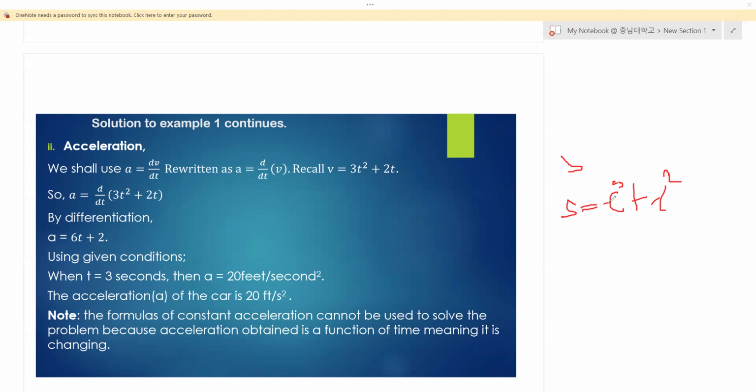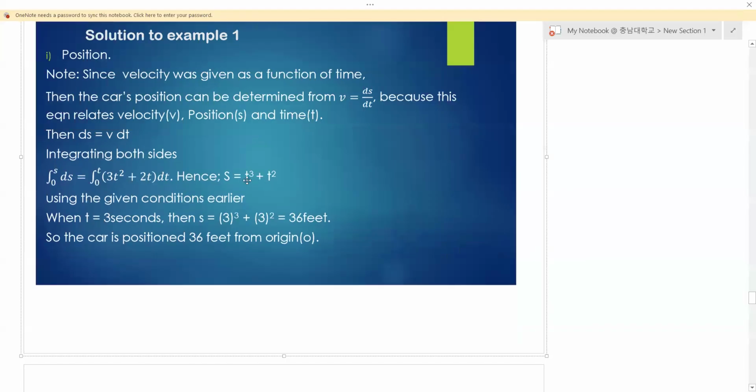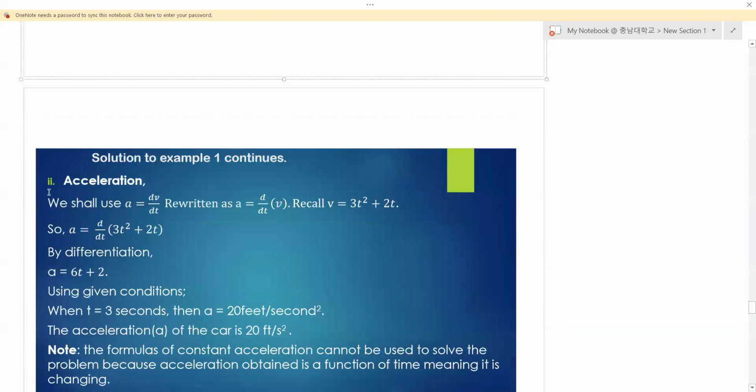Forgive the writing, because this pen is not writing well. I'm just using a mouse and it's not perfect. Now, where was our equation? Let's first go back to the equation that we got earlier on. Our equation was s is equal to t cubed plus t squared. So now for acceleration, we shall use that acceleration is the differentiation of the change in the velocity over time.